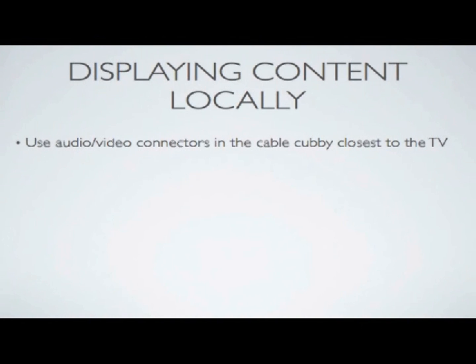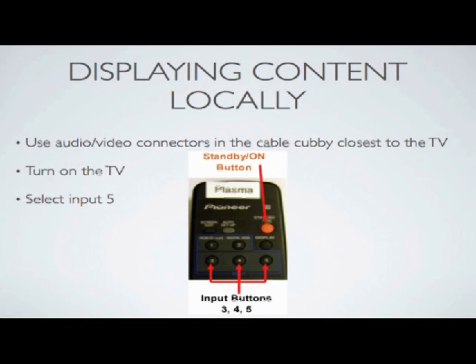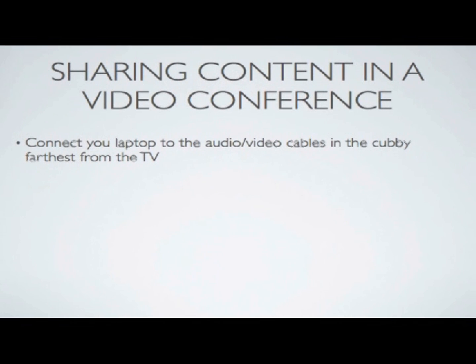So, let's cover how to display content from your laptop onto the TV locally. You will use the audio and video connectors in the center table cable cubby closest to the TV. First, turn the TV on and select Input 5 on the plasma remote. Then, just connect the cables to your laptop.